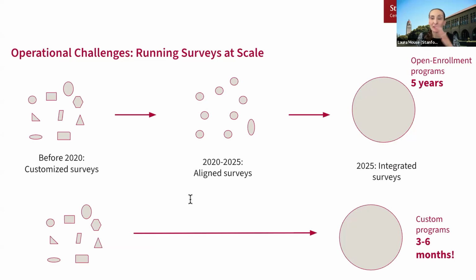So this was a big, I guess, digital transformation project for us. And it took 5 years to get to this point for our open enrollment programs. It involved a lot of cultural change, mindset shifts, getting buy-in from senior leadership, investing in new resources and capabilities and infrastructure. But because we laid that groundwork for our open enrollment courses, earlier this year, we were able to make the same transition for our enterprise programs, transitioning to a single integrated survey in only a matter of a couple of months.